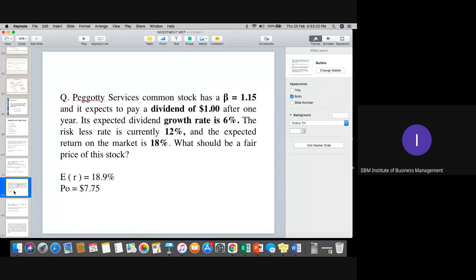Go for ER and P0 first. First, go for ER calculation. Like the similar question, just go for ER and P0 calculation, please.